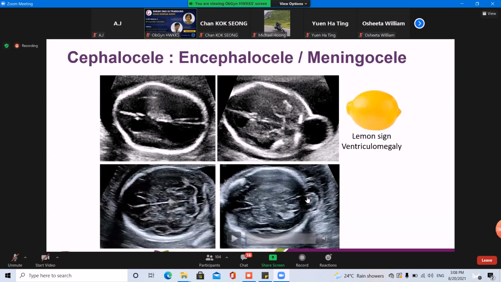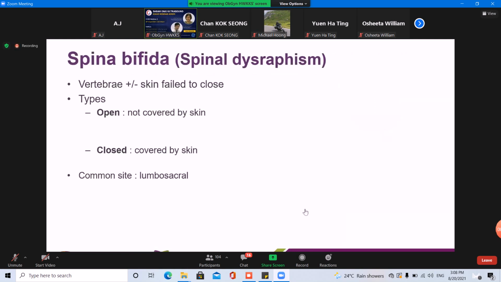obstruction to the CSF flow, and there would be no ventriculomegaly.